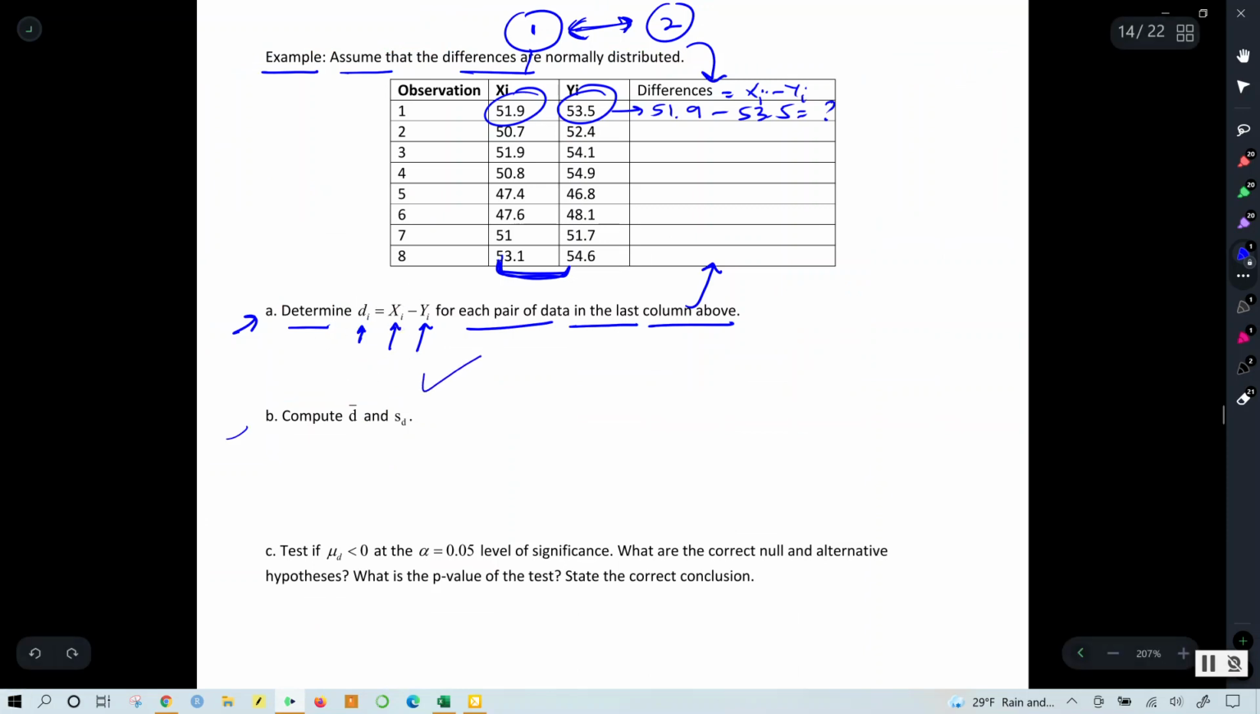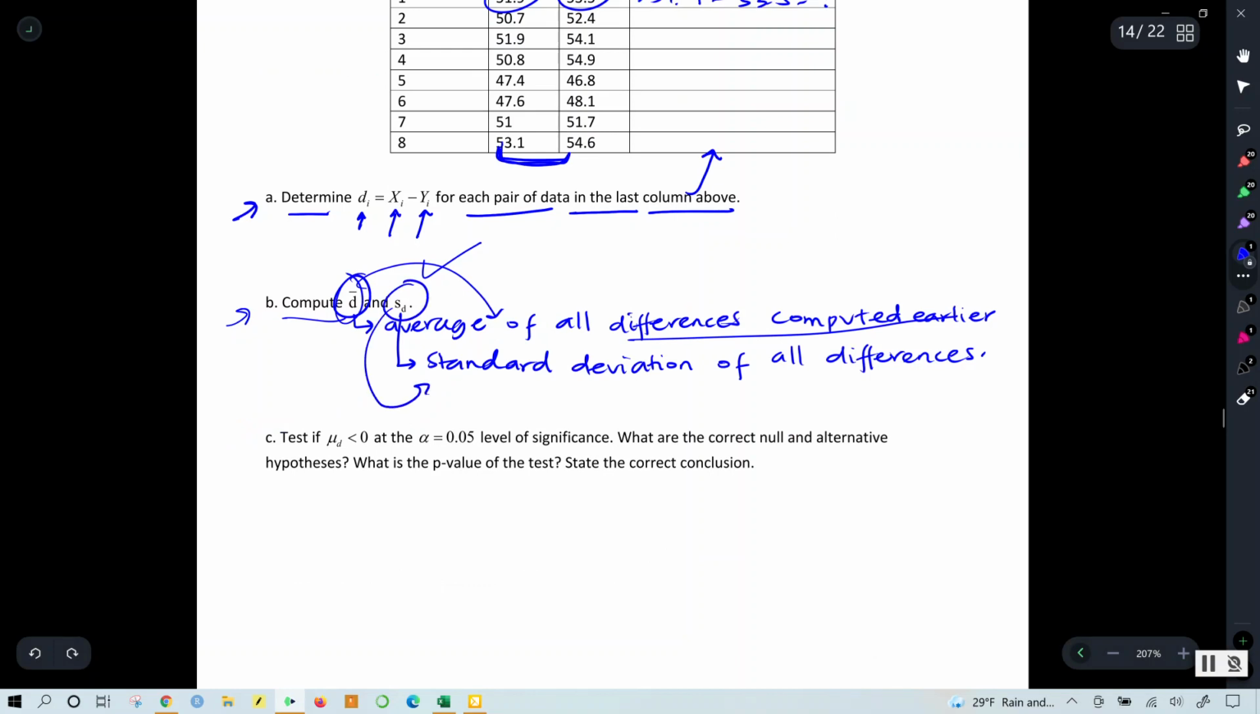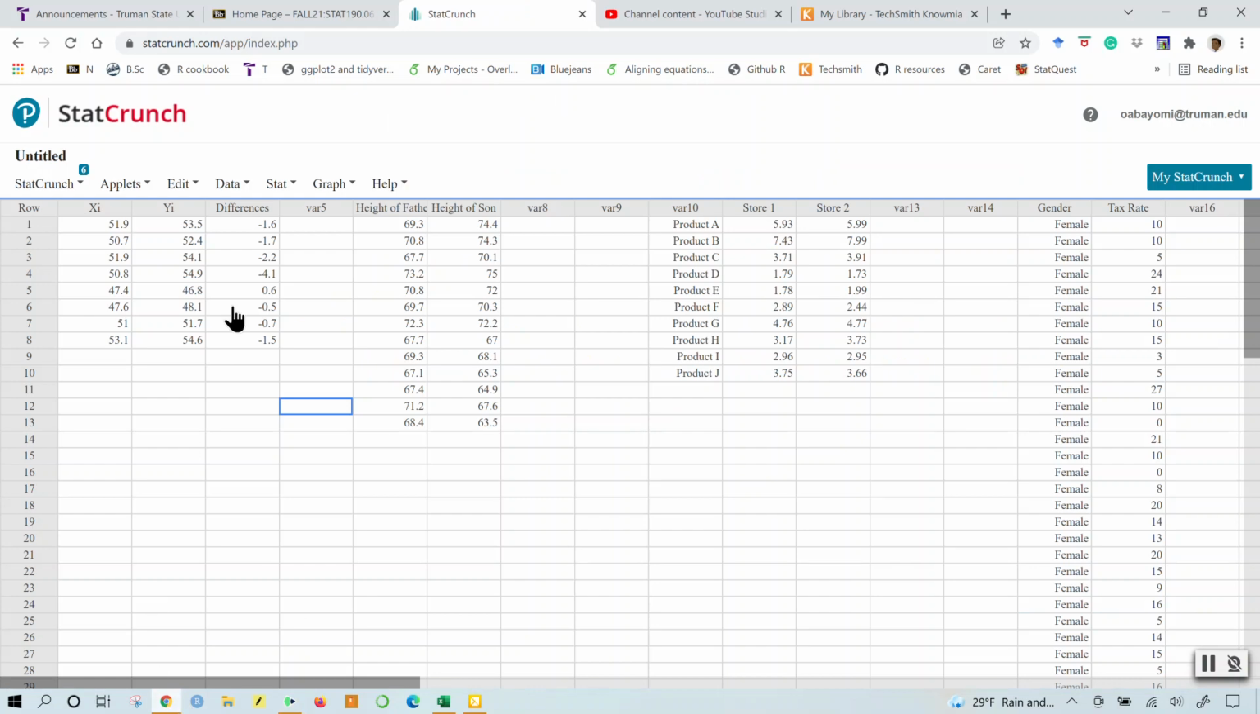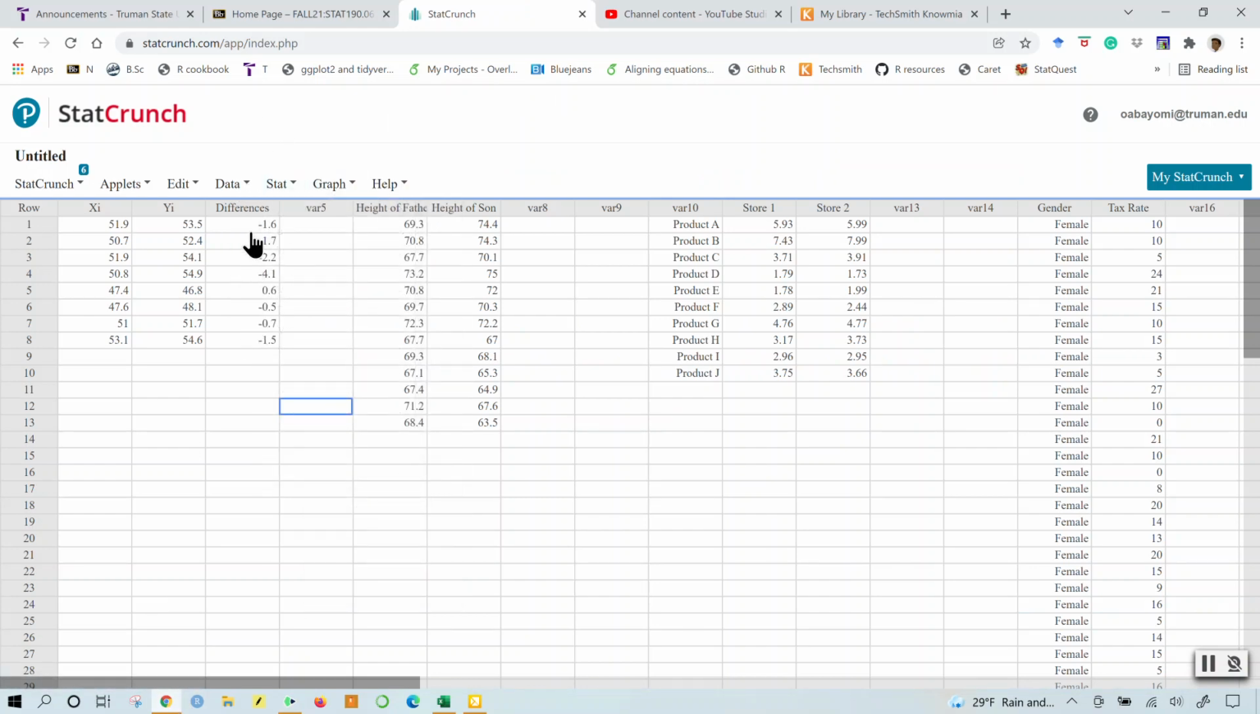So our next part of the question is to compute the average. So D bar is the average of all of the differences we computed, and S subscript D is the standard deviation of all the differences. We can do this easily in StatCrunch. So let's go back to StatCrunch. We want the mean and the standard deviation of all of these differences.